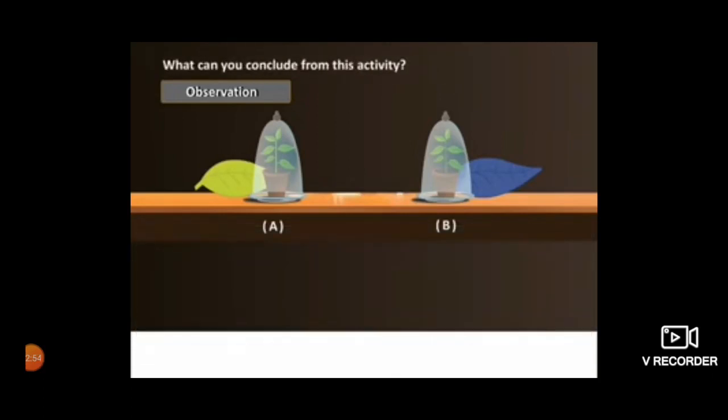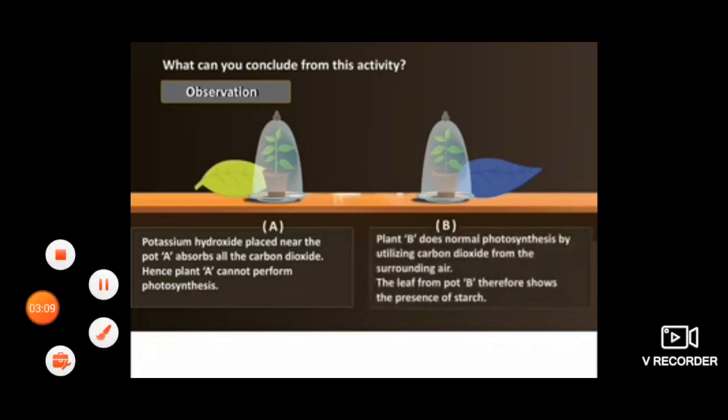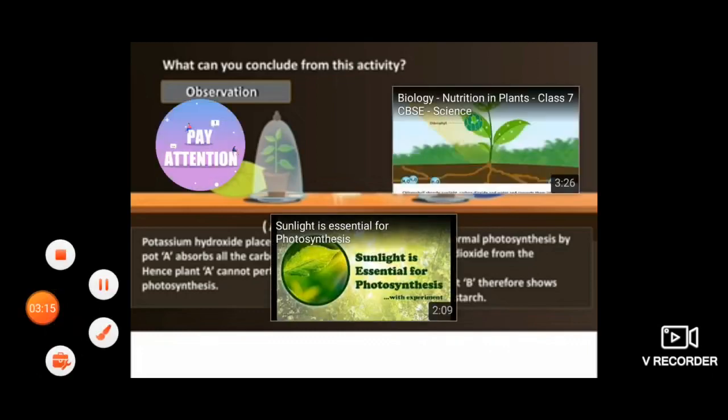What can you conclude from this activity? Potassium hydroxide placed near pot A absorbs all the carbon dioxide. Hence, plant A cannot perform photosynthesis. Plant B does normal photosynthesis by utilizing carbon dioxide from the surrounding air.